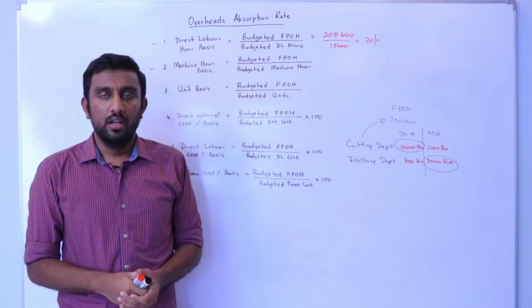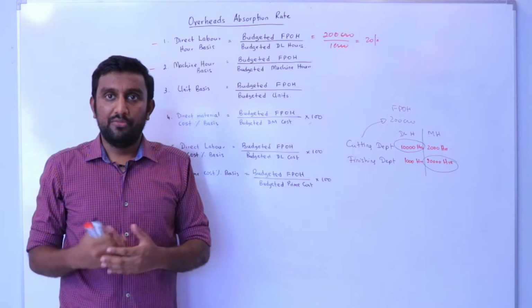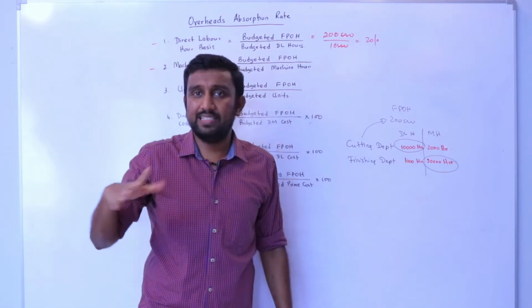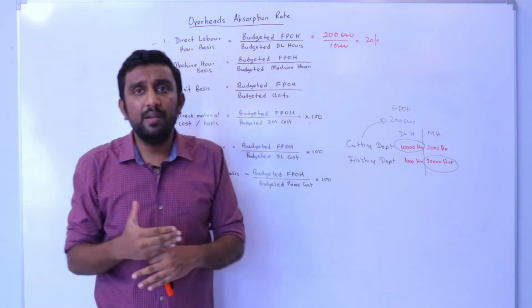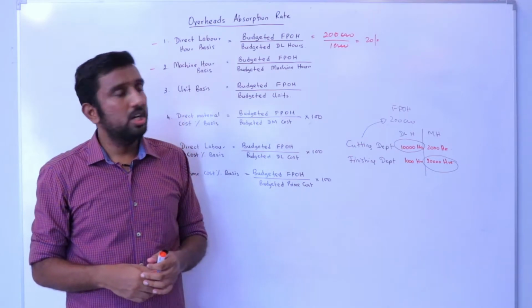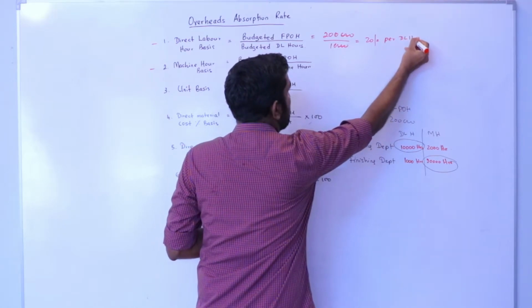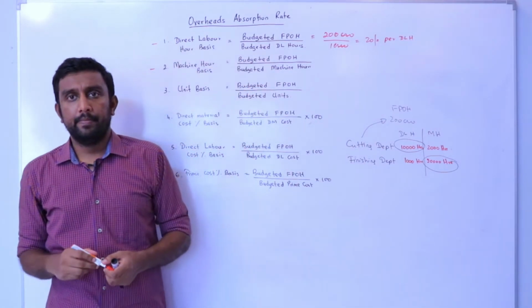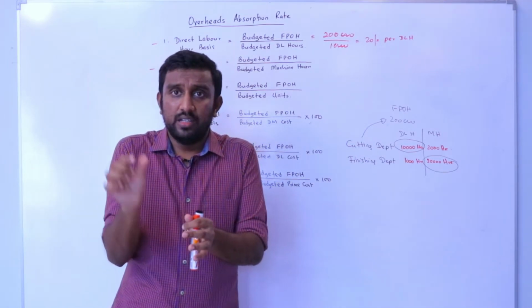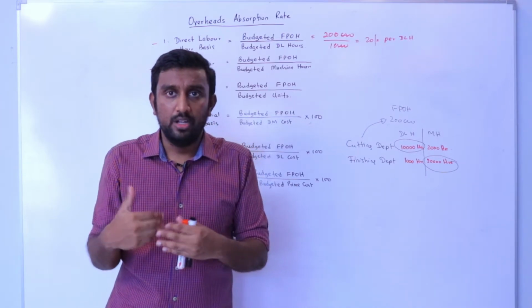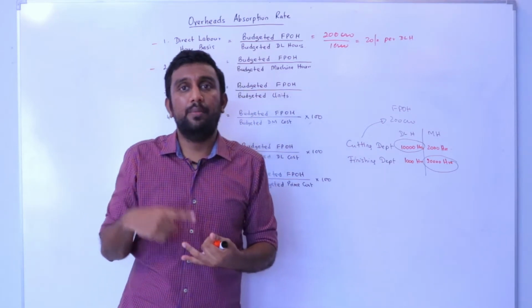No, why? If you divide by the number of units, basic maths, you will get per unit cost. If you divide by hour, you will get what? 20 rupees per direct labor hour. Normally in maths, the answer is based on what you are dividing by. If you divide by units, you get per unit. If you divide by minutes, you will get per minute.